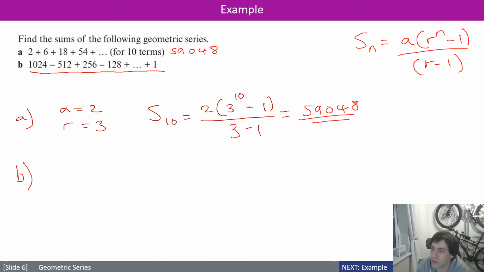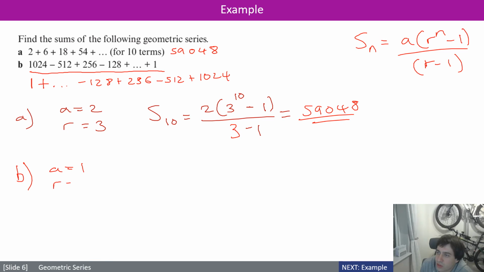But I would personally, if it's a finite sum, the order doesn't matter, right? So this is exactly the same as saying 1 plus dot dot dot minus 128 plus 256 minus 512 plus 1024. It's not the same sequence, but when I find the sum, it will be the same series total. So I'd prefer to do it that way, as a bit of a cheat. So then the first term is 1.